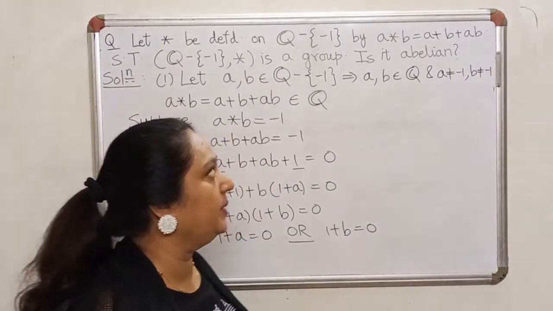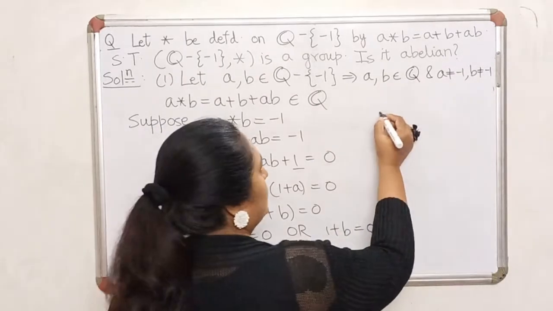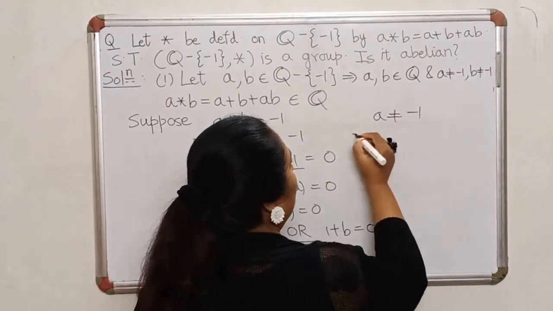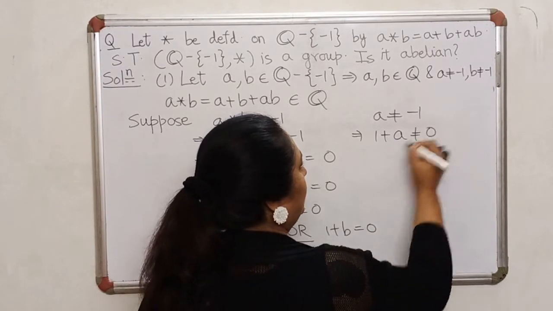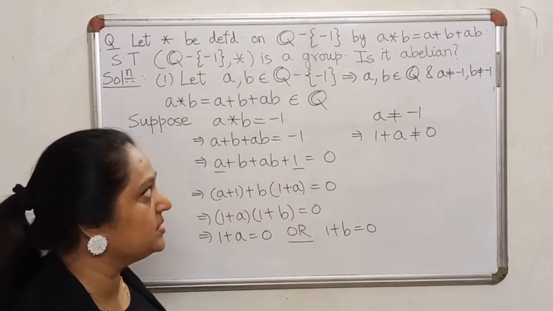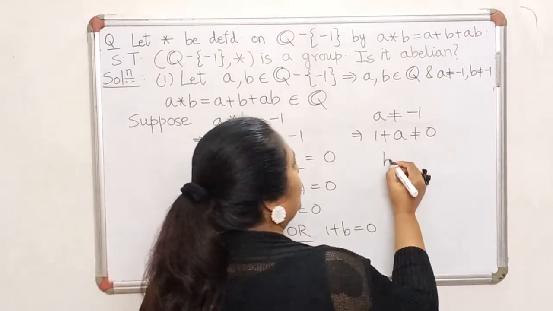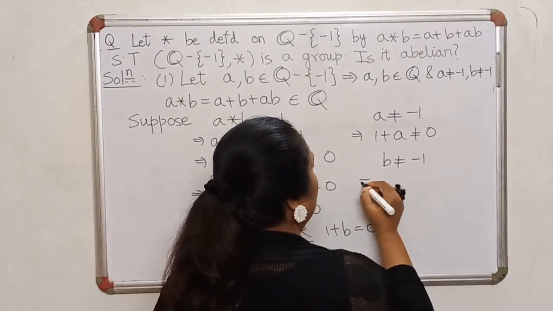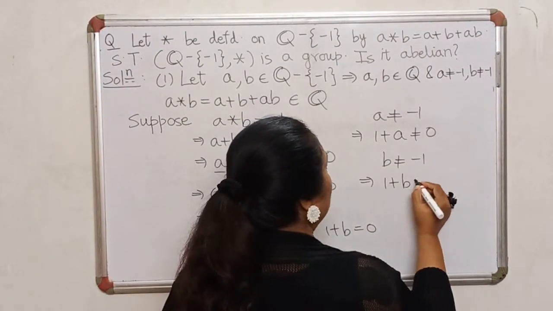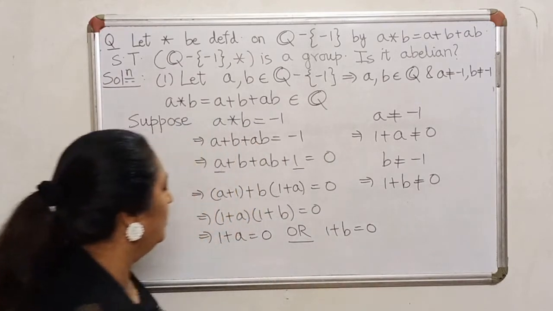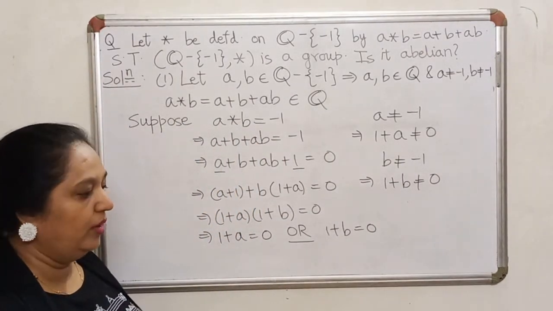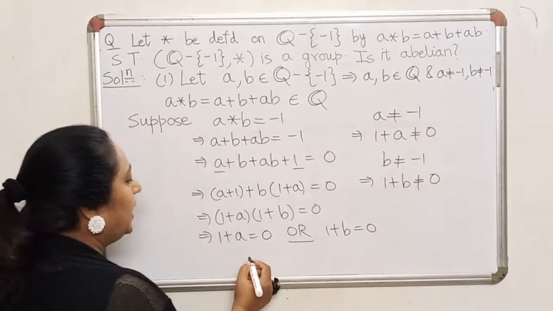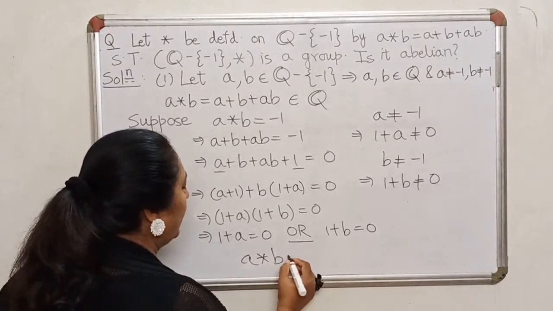We said right at the beginning that a cannot be equal to minus 1, and if a is not equal to minus 1, take minus 1 this side. There is no way 1 plus a can be equal to 0. And same is the story with b. Since b is not equal to minus 1, 1 plus b cannot be equal to 0. So neither of these cases is possible, and therefore a star b simply cannot be equal to minus 1.